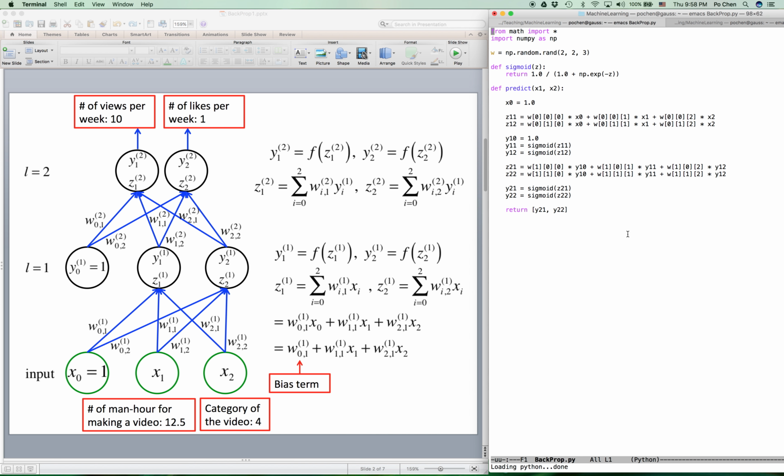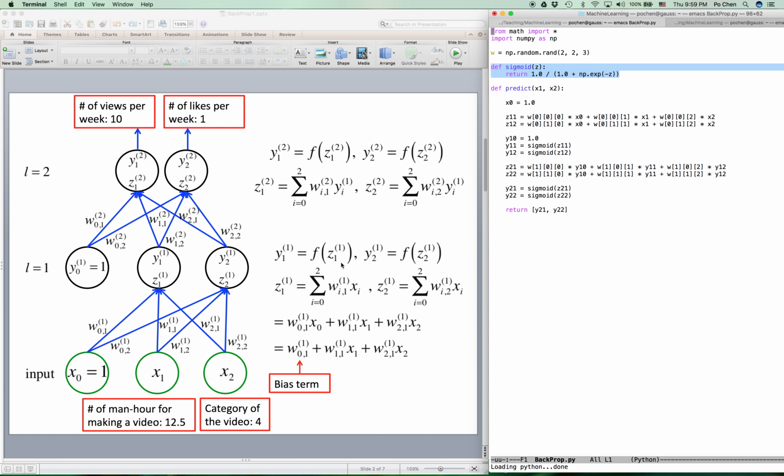We wrote a small Python program to implement this very simple neural network. We assumed some random values for the weights w, and we used the sigmoid function as the nonlinear function f that converts all the logits, those z's, into the corresponding neural outputs, the corresponding y's.